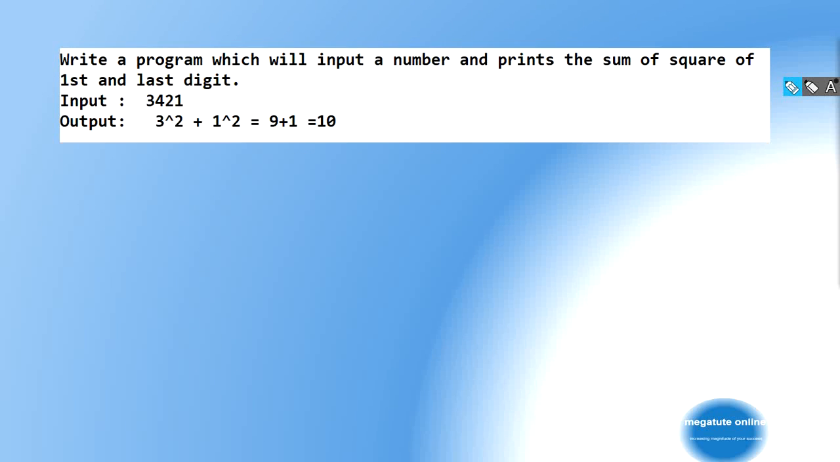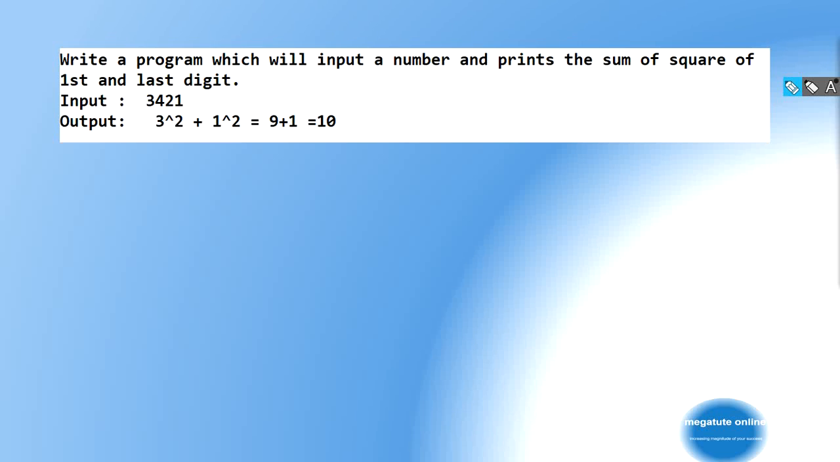So the first problem which we are taking is we have to write a code in Java, or in any other language, right now in Java, which will input a number and print the sum of the square of the first and the last digit. Alright. So here we'll break the number into different digits first using the method which we have discussed in the previous video.